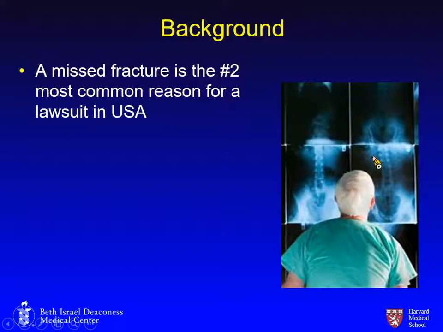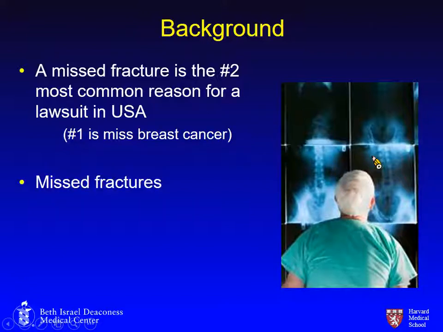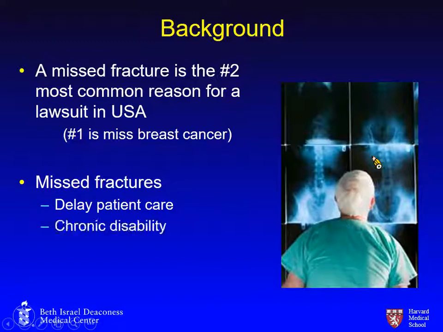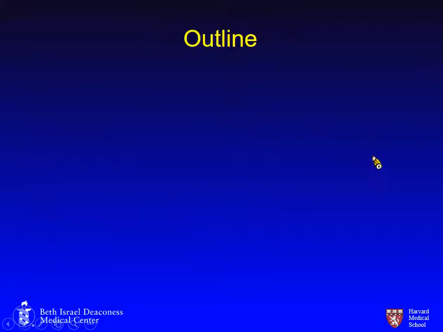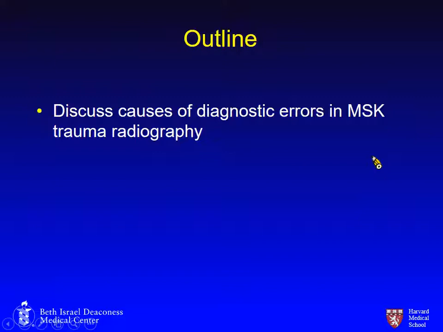missed fracture is the second most common reason for a lawsuit in the U.S. And again, a missed breast cancer is number one. And the fractures that we miss the most often can delay patient care. They can lead to chronic disability, and they can obviously set you up for medical legal issues that you may not want.